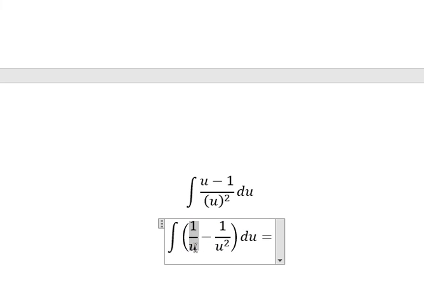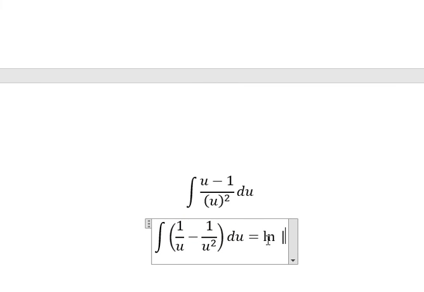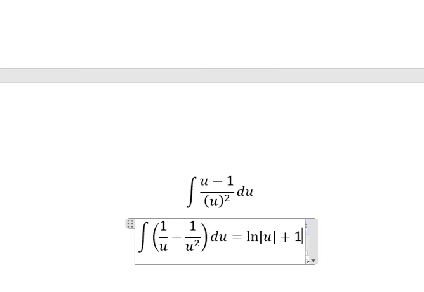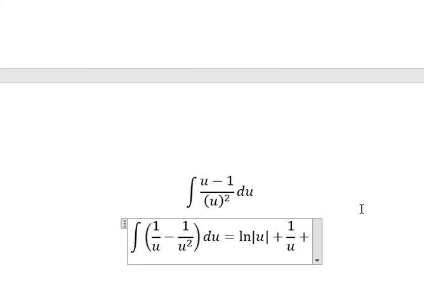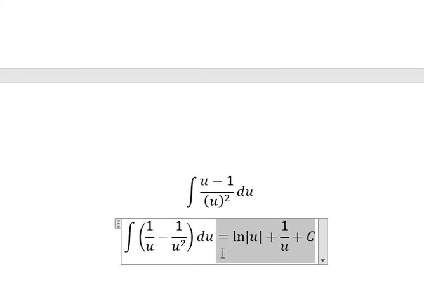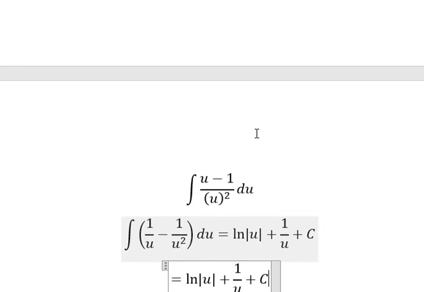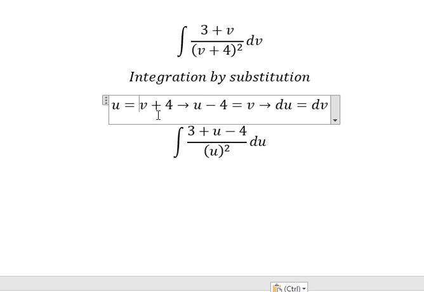The integration of this one, we have ln of the absolute value of u, and the second one that is about positive 1 over u, and I will put about c. About u, that is about this one.